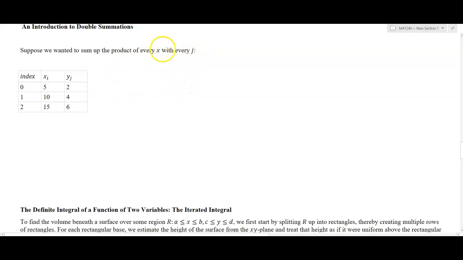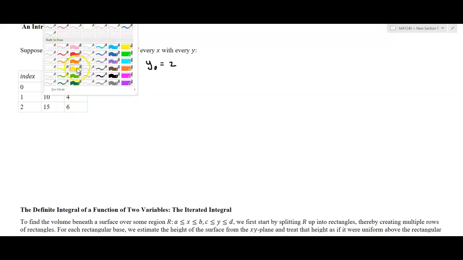And let's just start with a basic example where we want to find the sum of the product of every x with every y in the table below. So what we mean by that is we want to find, for example, here this value is x sub 0. So x sub 0, by the way, is 5, and y sub 0 is 2. And that's what we're doing here with the indices. So x0, y0, x1, y1, x2, y2. We're going to label these with indices because we're going to run out of letters if we try to give every single value a separate variable name.